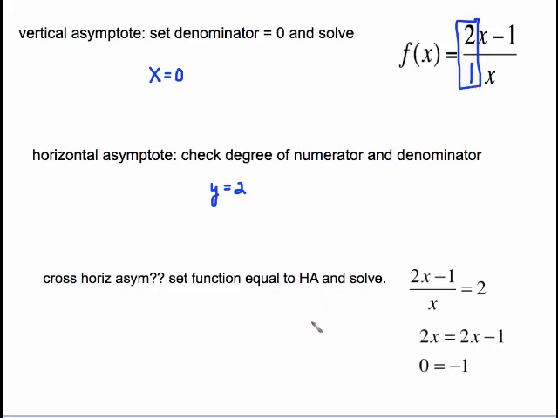Now check to see if it crosses the horizontal asymptote. What we're going to do is set the original function, which is 2x minus 1 over x, equal to our horizontal asymptote, and solve this. Give this a denominator of 1. Cross multiply, we have 2x equals 2x minus 1. If I subtract 2x from both sides, I get this expression, 0 equal to negative 1. That says that this does not cross the horizontal asymptote.